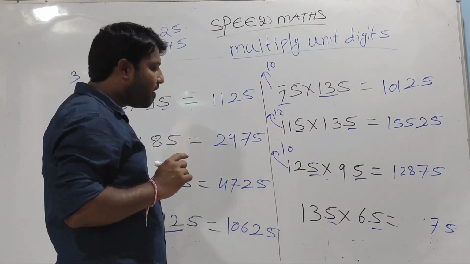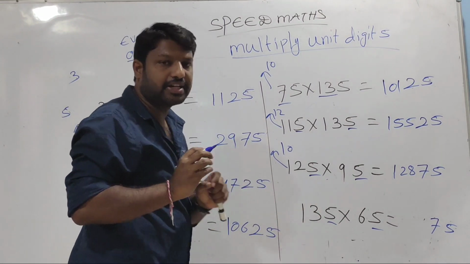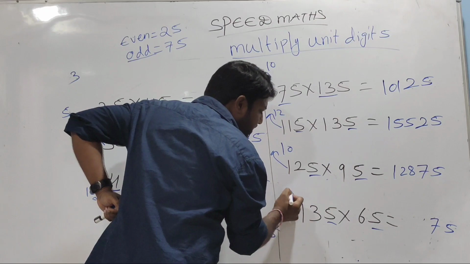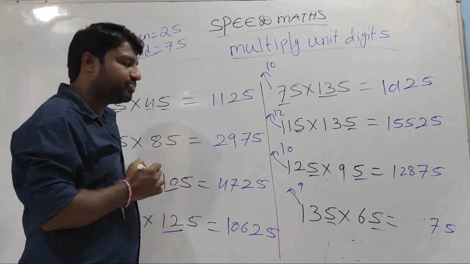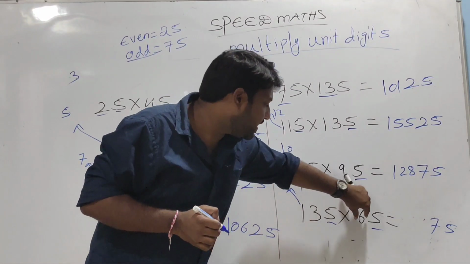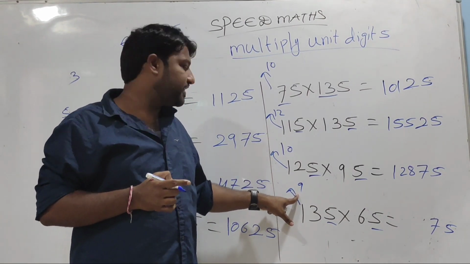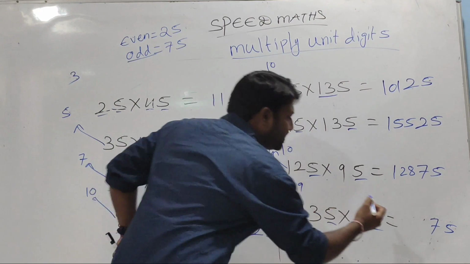Take half of that number. Half of 19 is 9.5. But don't take 9.5, take only the integer part, 9. Then multiply these two numbers: 13 into 6 is 78, plus 9 is how much? 87.